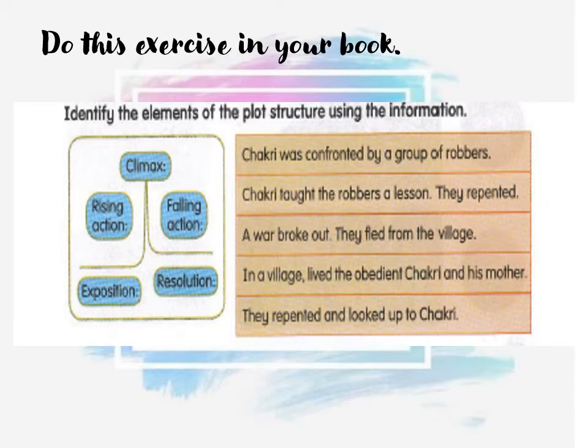Please do this exercise in your book. Identify the elements of the plot structure using the information. Okay, exposition, rising action, climax, falling action, and resolution. This is the story about the obedient son. What is your opinion? Chakri was confronted by a group of robbers. Which element is this? Is this the rising action, exposition, climax, falling action, or resolution? Right? What do you think? Okay, it is the climax of the story.